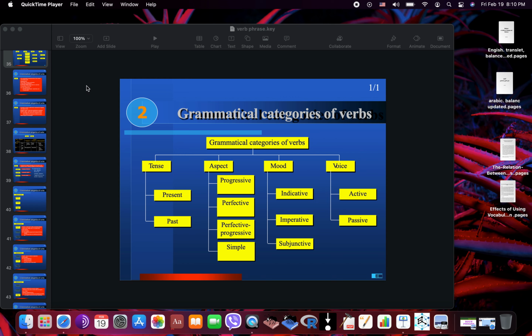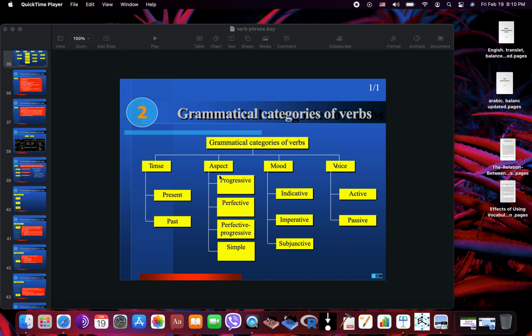I'm back with a new video talking about verb phrase. So in the last lecture we talked about grammatical categories of verbs. We said that every English verb must have tense, in which we have two forms of tenses. We have present tense and past tense, and we have four aspects. It is actually three, because the fourth one is the combination of perfective and progressive ones.